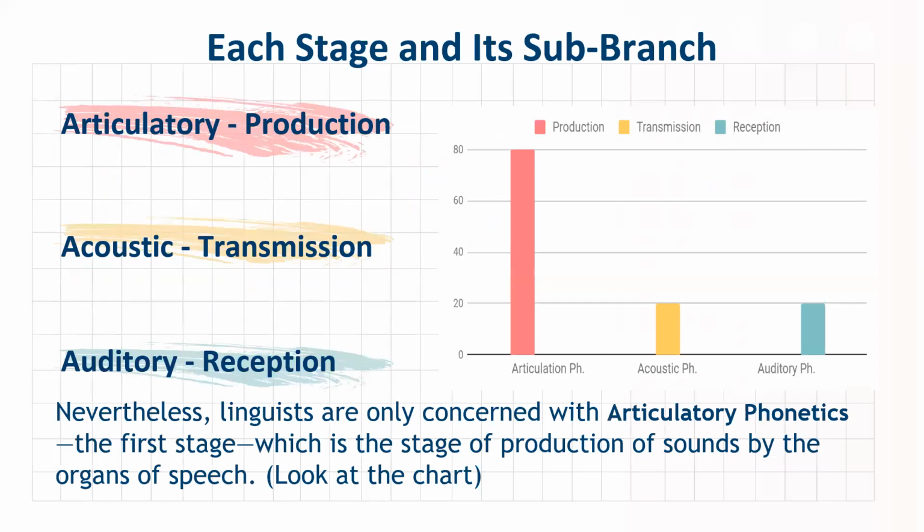As I just mentioned, articulatory phonetics studies the production of sounds. Acoustic studies the transmission of sounds. Auditory studies the reception. Still, among all these three stages, we as phoneticians, or linguists, will be focusing only on articulatory phonetics. We are only interested in the first stage because we are concerned with the organs of speech and how individual sounds are produced. We are not concerned with how these sounds are transmitted or how people receive them. We are only concerned with the first stage, how people produce sounds.